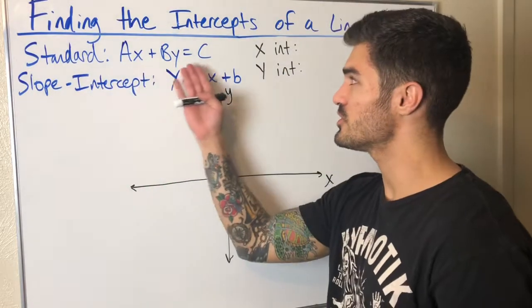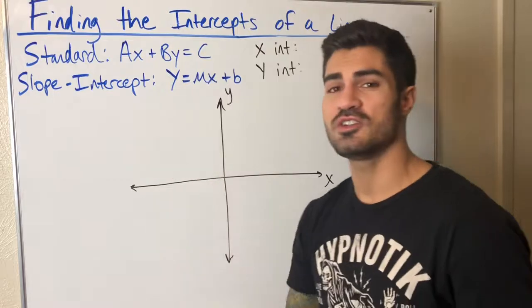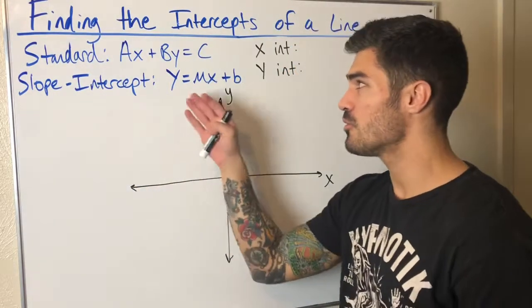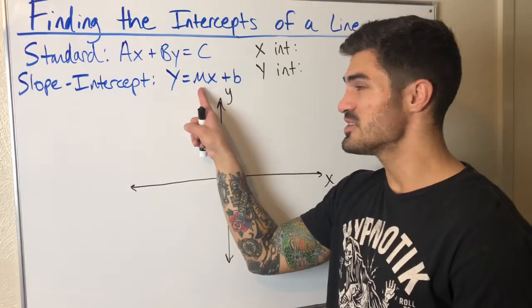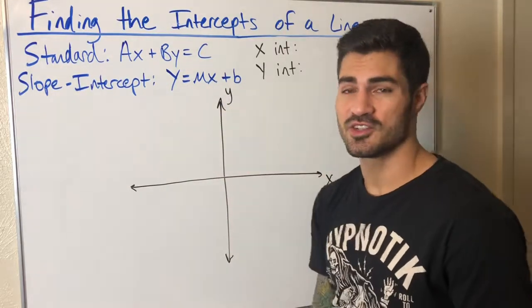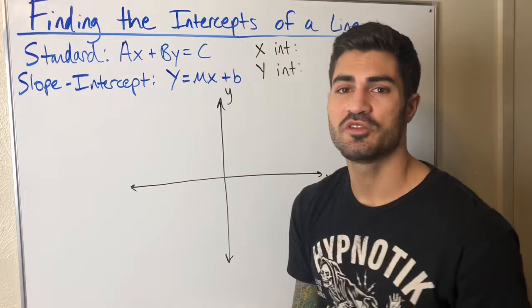So standard form looks like this, and a, b, and c are integers. Slope-intercept form looks like this, m and b are real numbers, and in this case, m is the slope and b is the y-intercept. That's why it's called slope-intercept form.